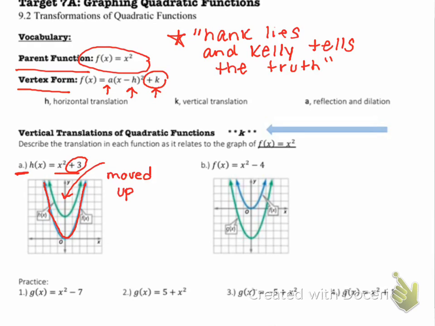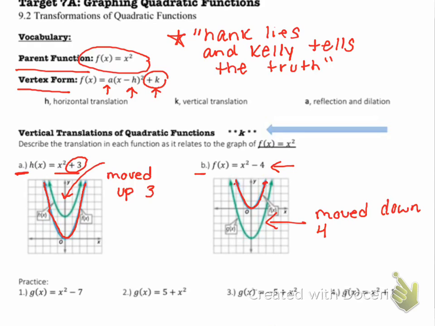Looking at example B, here again is our parent function going right through the origin. Now this equation says it's x squared minus 4. Notice how it moved down 4 spots. And that's what I mean by Kelly tells the truth. If it's plus 3, we're going up 3. If it's minus 4, we're going to go down 4.